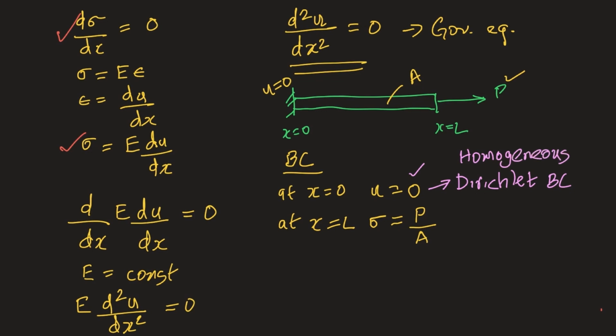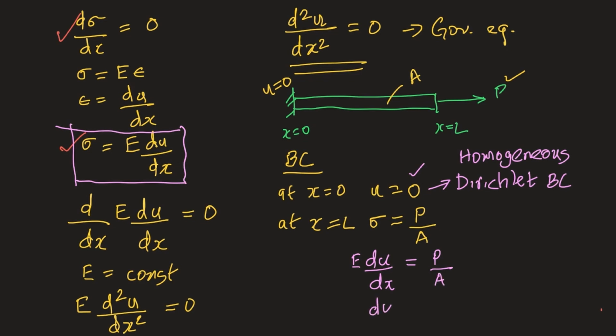Whereas for the second boundary condition, we know stress is equal to Young's modulus into du by dx. So let me substitute this here. So here sigma is actually E du by dx is equal to P by A. Or we can write this as du by dx is equal to P by EA. So as a second boundary condition, what we are specifying is, instead of the dependent variable, the value of the derivative of the dependent variable. If you specify the derivative, then this boundary condition is generally called the Neumann boundary condition.